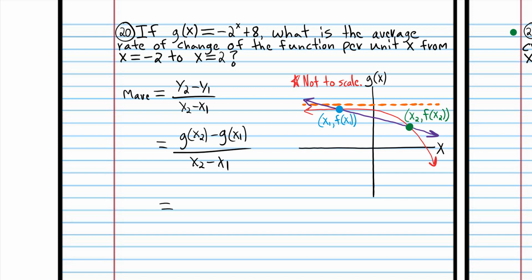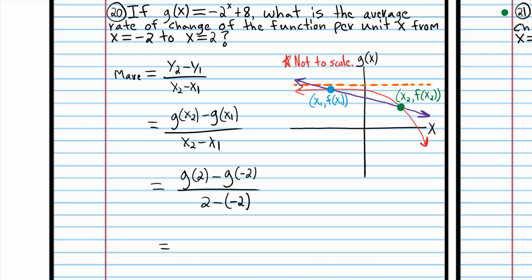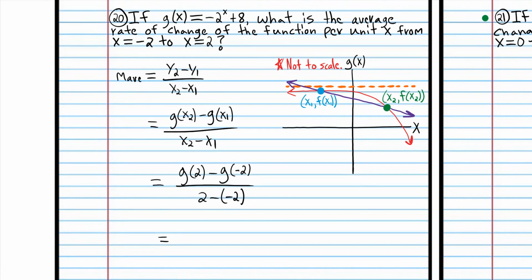So x2 is 2 and x1 is negative 2. And so we're going to plug in 2 to this function. So we want to calculate g of 2.